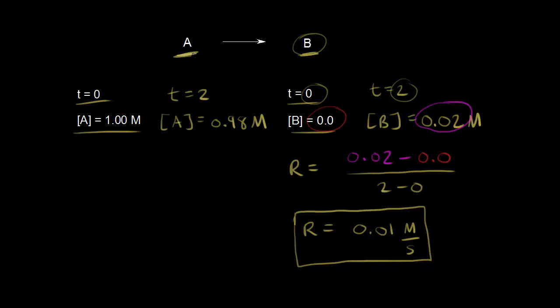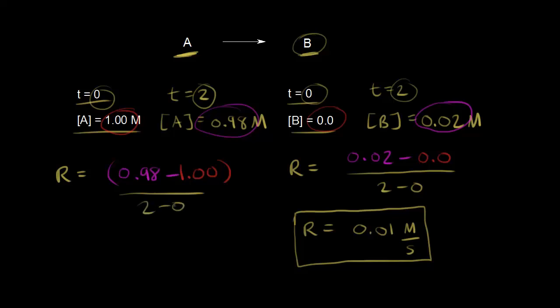So instead of defining our rate of reaction as the appearance of B, we could define our rate of reaction as the disappearance of A. So the rate would be equal to the change in the concentration of A, that's the final concentration of A, which is 0.98, minus the initial concentration of A. And the initial concentration of A is 1. So 0.98 minus 1, and this is all over the final time minus the initial time. This is over 2 minus 0.